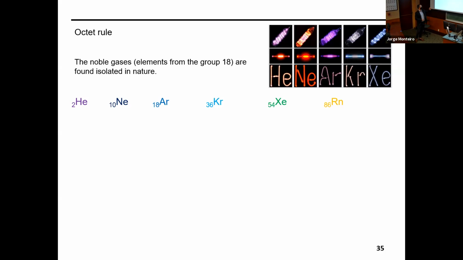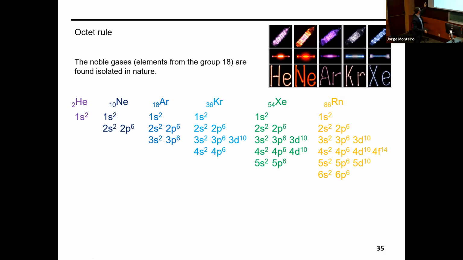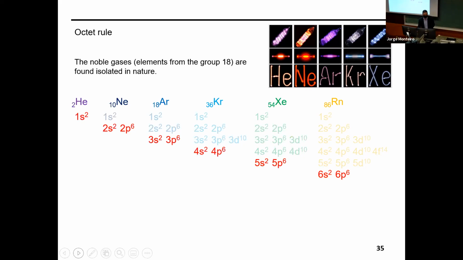Let's take a look at the noble gases. Let's do the electron configuration of the noble gases and see what is special about them that renders stability. Ignore helium at this point. Let's look at neon, argon, krypton, xenon, and radon. I want you to direct your attention to the valence shell, which is the very last filled shell. Let's highlight the valence shell for each of them.